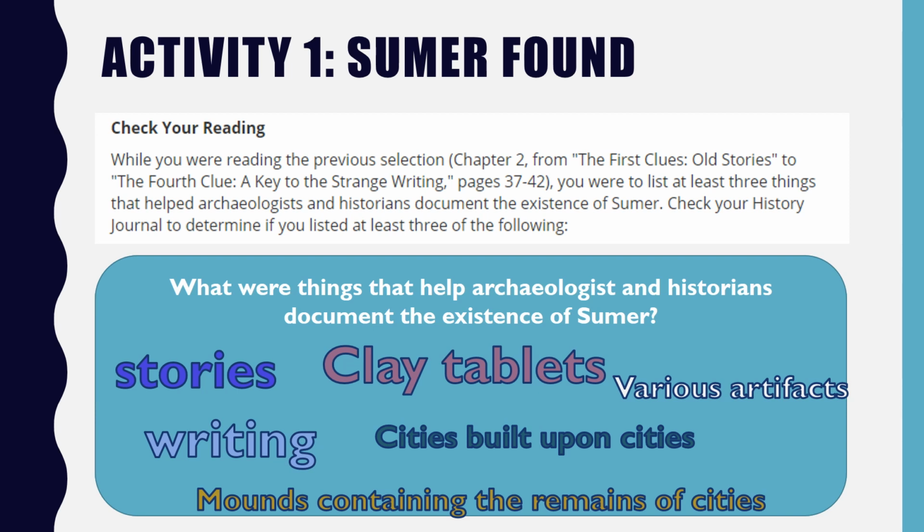Here are some of the things that you should have seen that helped archaeologists and historians document the existence of Sumar. Those were stories that had been passed down, clay tablets, various artifacts, writing, cities built upon cities, and the mounds containing the remains of cities. If you are missing any of those in your notes, go ahead and put those in your notes now.